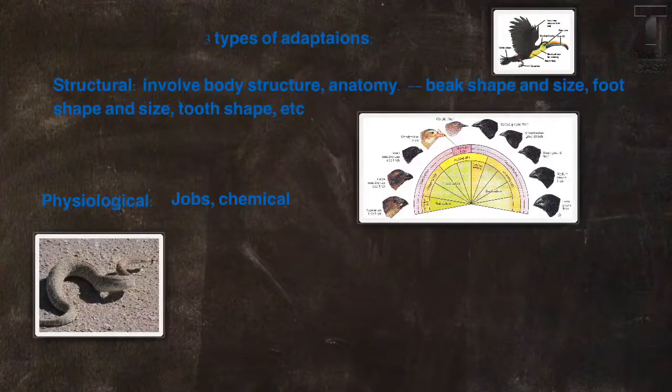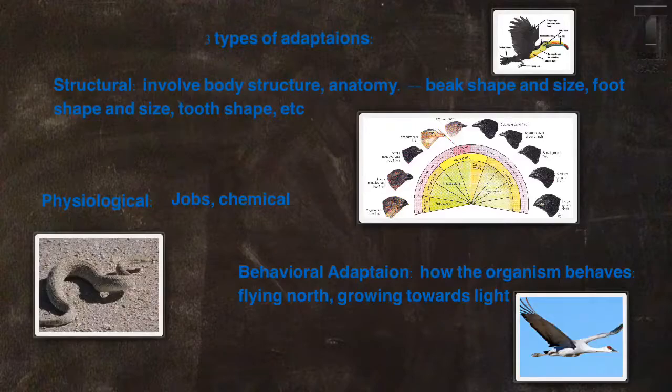The second type of adaptation is a physiological adaptation, and physiology refers to the job or the function. And so these really deal with what proteins, what enzymes you have. Snake venom is a type of physiological adaptation. Behavioral adaptations deal with how the organism behaves.